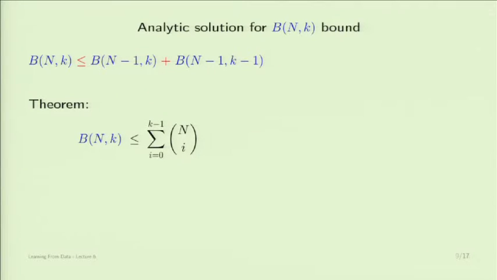It tells you that this is a formula that is an upper bound for B of n and k, okay? What is this formula? This is n choose i, the combinatorial quantity, and you sum this up from i equals 0 to k minus 1. So both n and k appear. n appears as the number here, and k appears as the limit for the index of summation, k minus 1. So this quantity will be an upper bound for B of n and k, okay?